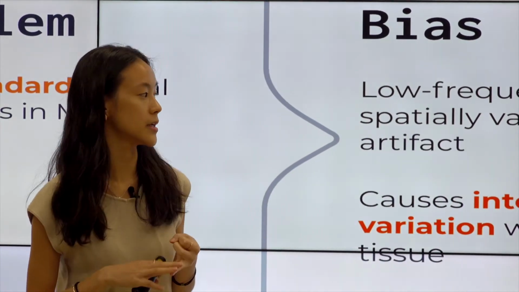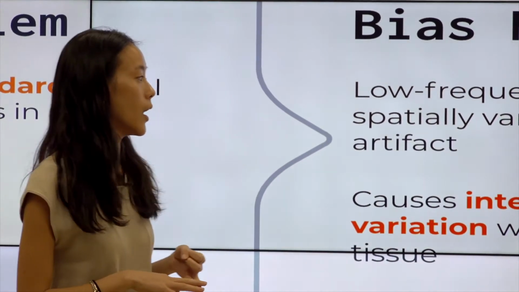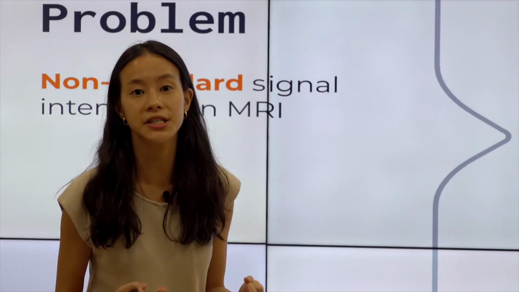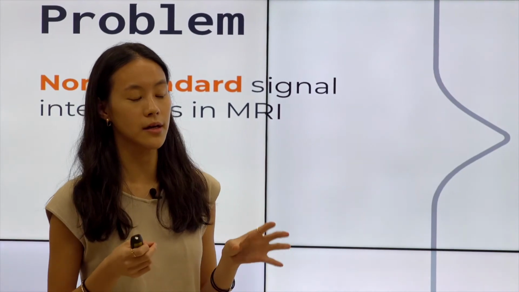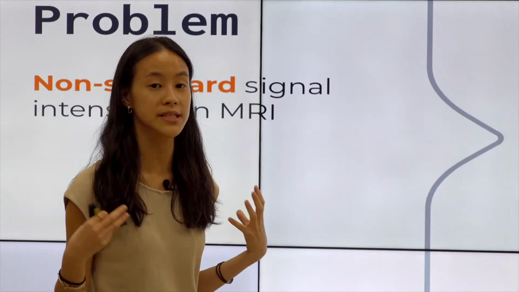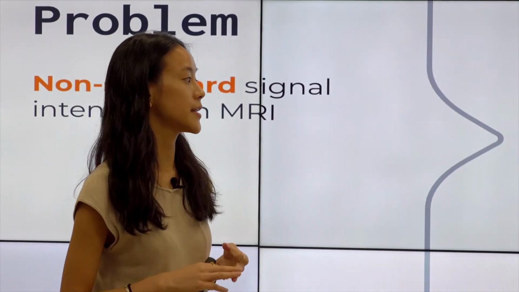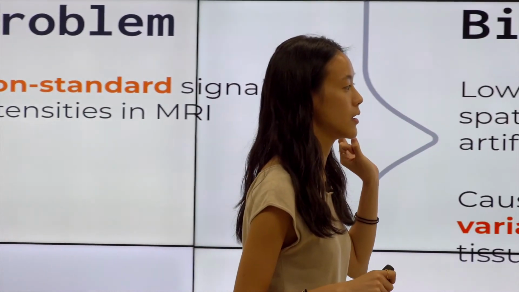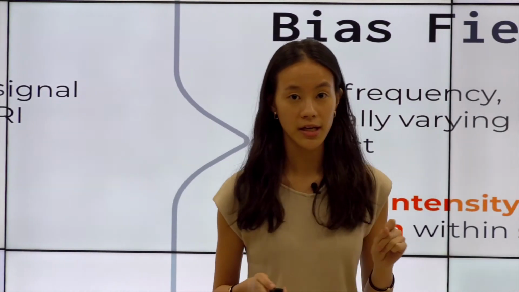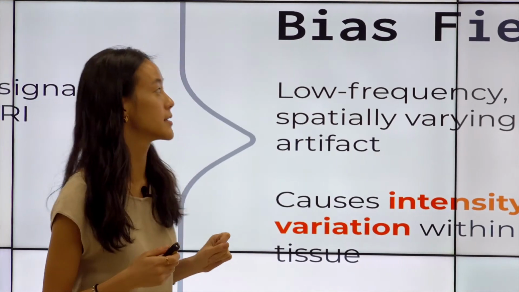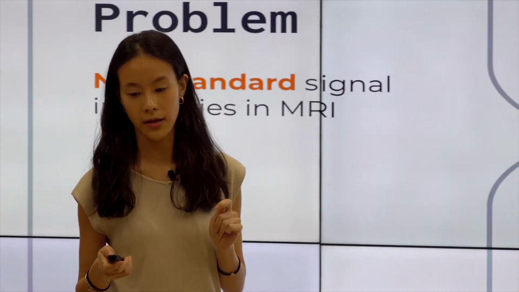The second possibility may be the reception coil sensitivity. So there may be variations in sensitivity when the receptors are receiving signals from what it's capturing in the brain. The third thing would be the interaction between the magnetic field and the human body. So these interferences can cause the bias field that we're talking about, that can potentially mess up the segmentation process.